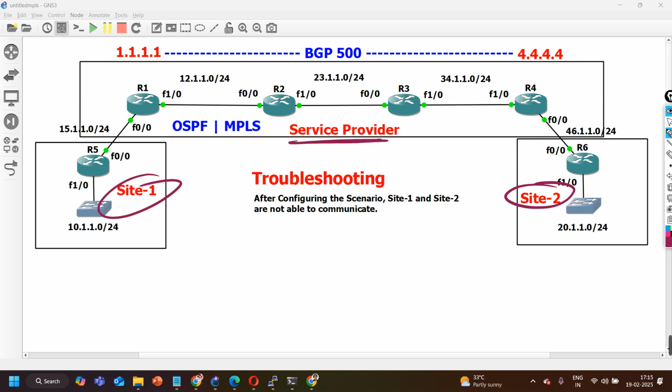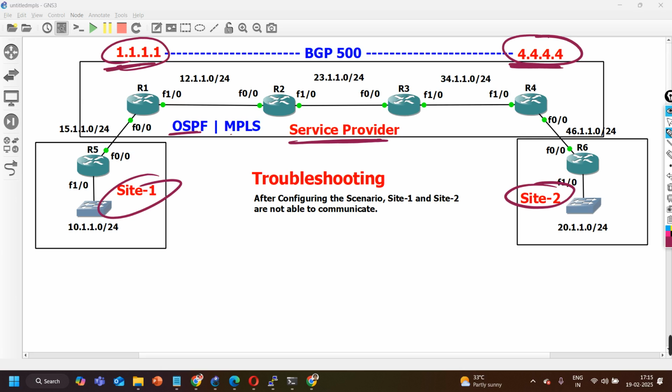In the service provider network, I have four routers, router 1, 2, 3, 4, and I have one loopback on router number 1 where I am running IP 1.1.1.1, and one loopback on router number 4 where I am running IP 4.4.4.4. In the service provider network, I am running the IGP protocol OSPF for internal reachability. Through OSPF, we have reachability between 1.1.1.1 and 4.4.4.4.